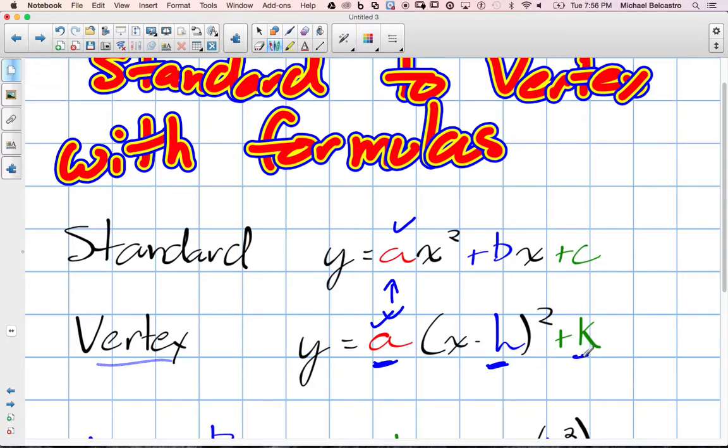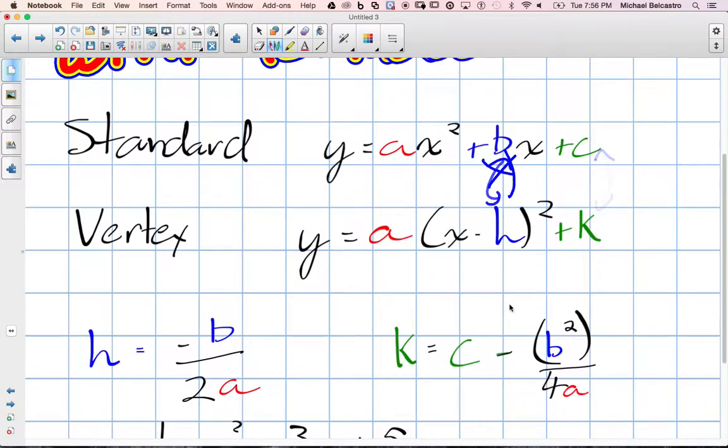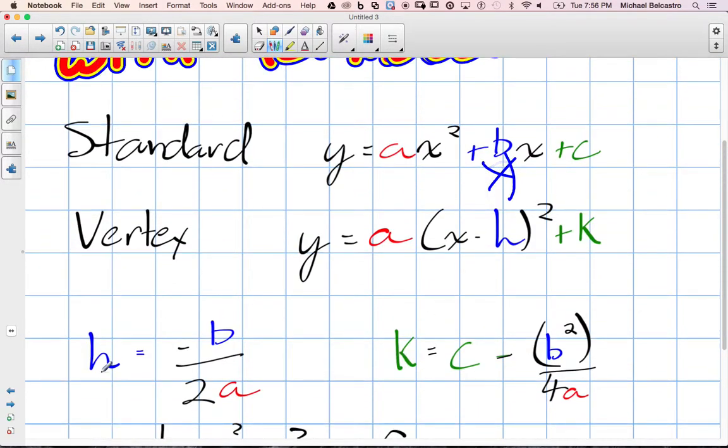And then you have an H and a K, which are not the same letters, therefore not the same numbers from standard to vertex. So we can't just plug blue and blue. That doesn't actually work out. Okay, so this is actually the relationship.